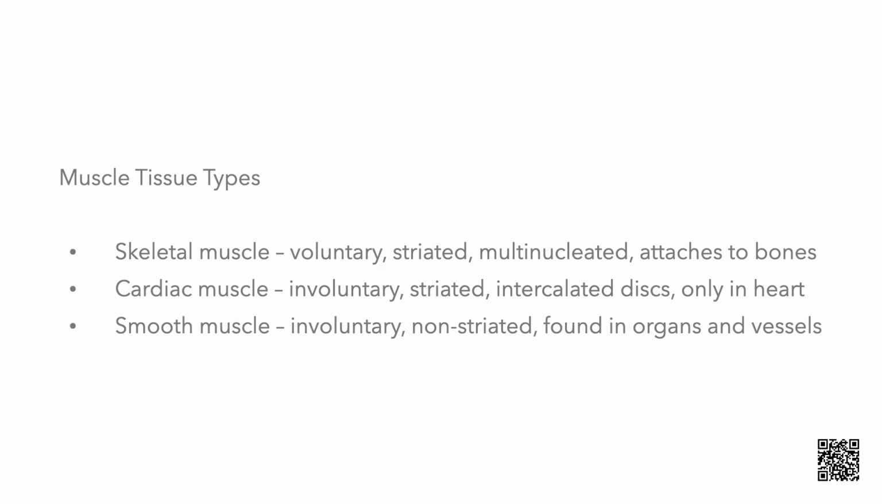There are 3 muscle tissue types. Skeletal muscle is voluntary, striated, multinucleated, and attaches to bone. It's what we think of when we work out. Cardiac muscle is involuntary, striated, and has intercalated discs. It's only in the heart. Smooth muscle is involuntary and non-striated, lining organs and blood vessels. The big difference is voluntary versus involuntary control, and whether they're striated or not.